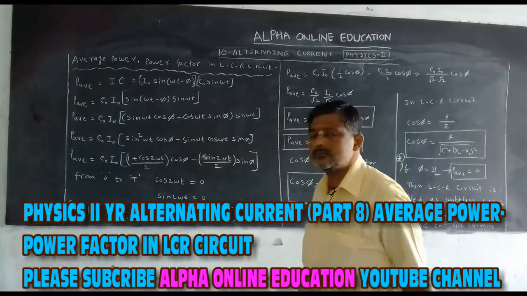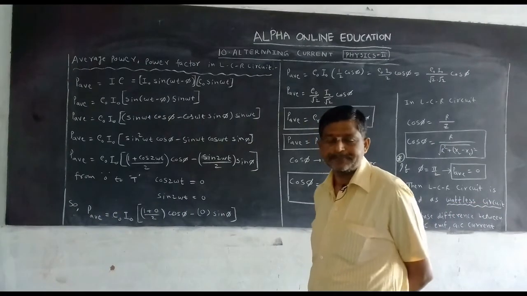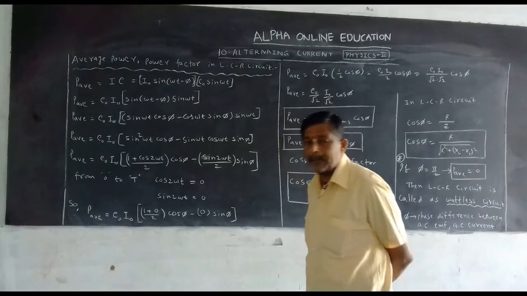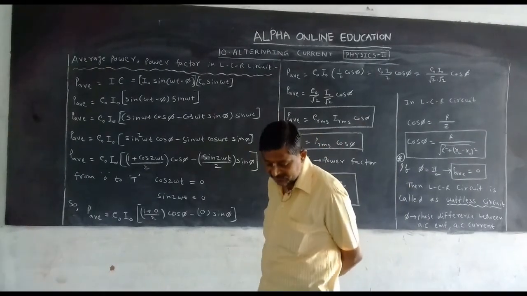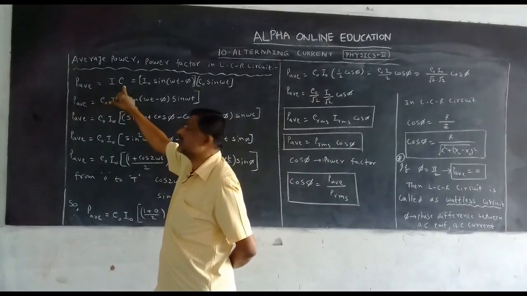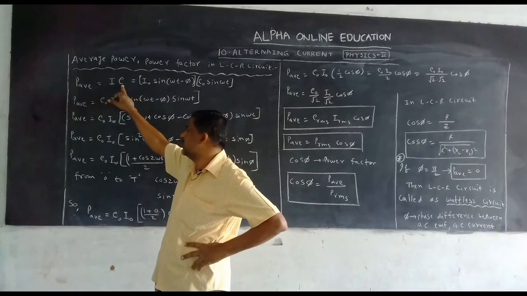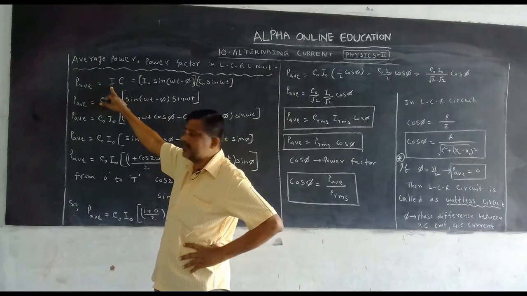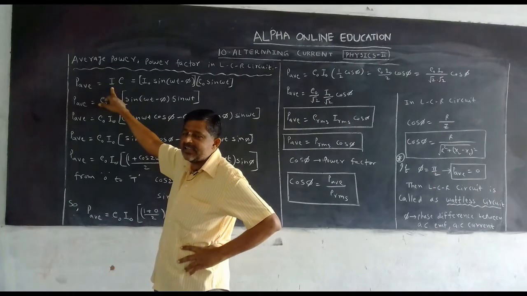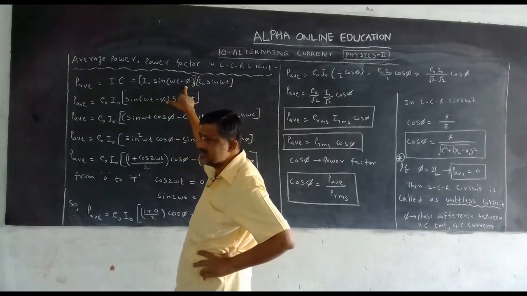Average power, power factor in LCR circuit. Now we know the mathematical equation for power. Power is a product of current and EMF. We know the AC current and the AC EMF. The AC current in the LCR circuit is I equals I naught sin(omega t minus phi).